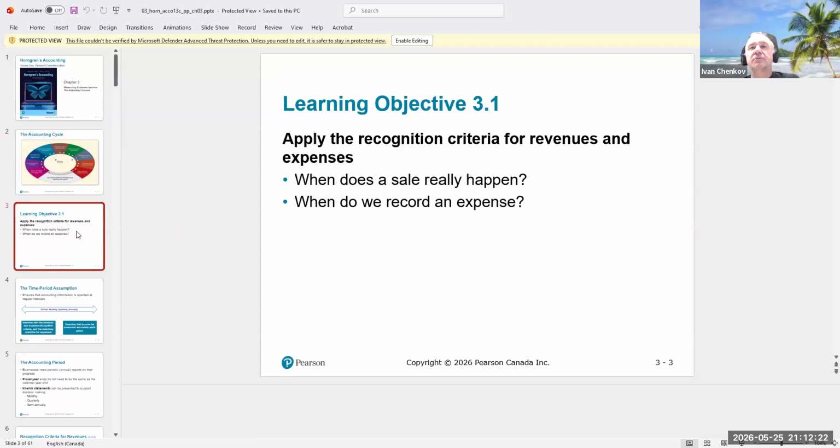Why do we have to do the adjusting entries? For two reasons, because there's a time difference between transactions and events. Sometimes we may have a transaction, but we may not have a realization. A transaction is when the exchange of goods and services happens. Realization is when the cash is received. And they may happen at different times.